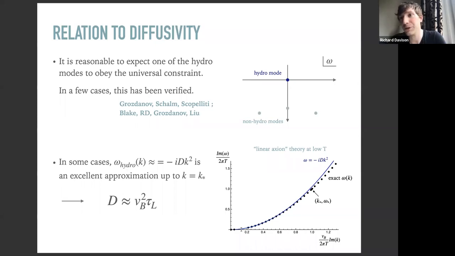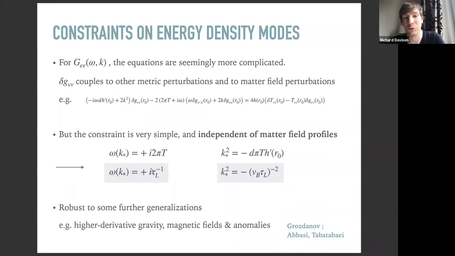As I said before, we need to make two further assumptions for that to be a sensible thing to do. The first is we would like to assume that it's not just any old mode which passes through this point, but it's one of the hydrodynamic modes which passes through this point. And I can't prove that to you. It's been checked in some simple examples, but I don't have a general proof.